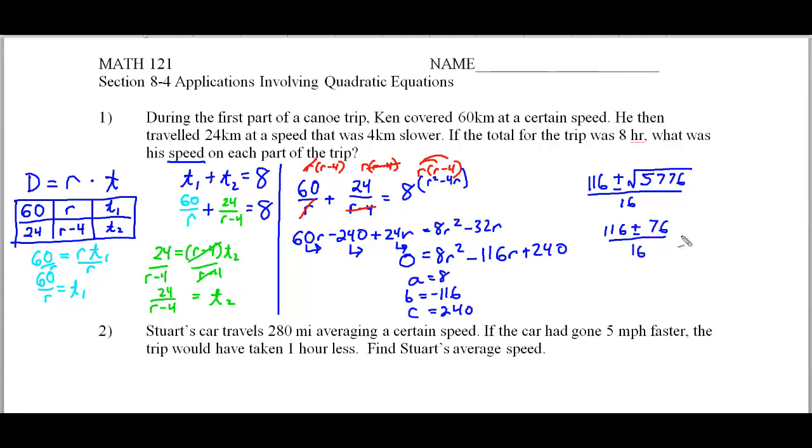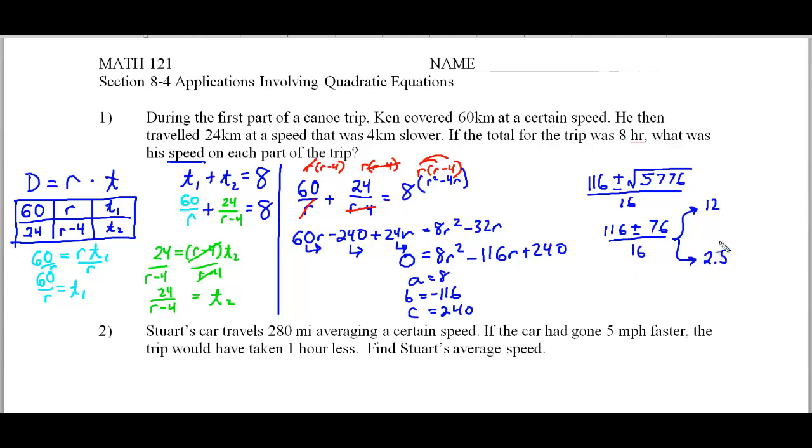Now because this is a story problem, this is going to have two answers, but only one answer will make any sense. If I add the two and then divide by 16, I get an answer of 12. Now if I subtract these two and divide by 16, I get 2.5.